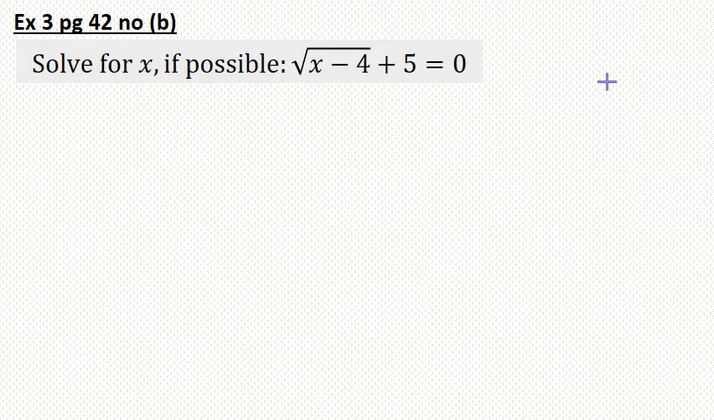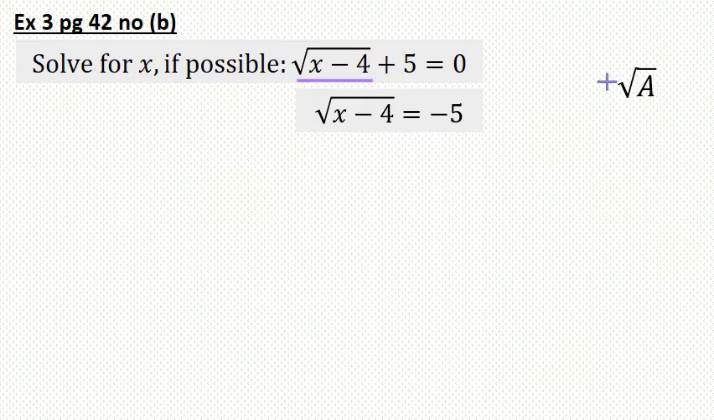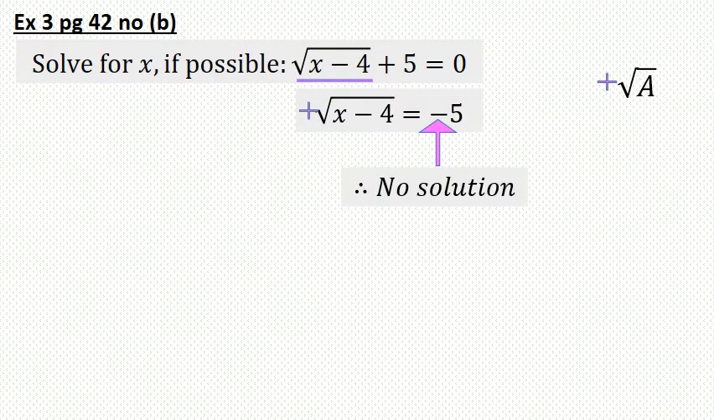Example B has this problem. Look at that little ominous pink plus sign hanging in the air over there. You're going to see why it's important. Now, if we want to get this surd all by itself, we're going to have to kick the negative 5 over to the other side. And we'll end up with the square root of x minus 4 equals negative 5. But that square root is a positive square root. And so how on earth could a positive number be equal to a negative number? It's just impossible. We can't have a positive something equal a negative something. So we have no solution for this equation.